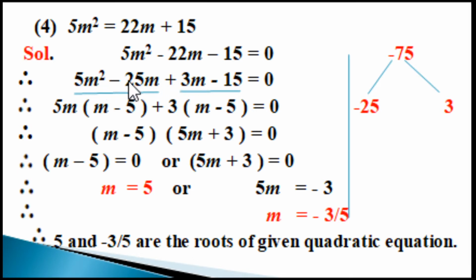So 5m square minus 25m plus 3m minus 15 is equal to 0. Here common is 5m, and m minus 5 in the bracket. Here common is 3, and m minus 5 in the bracket. So m minus 5 in one bracket, 5m plus 3 in another bracket is equal to 0. So m minus 5 is equal to 0, m is equal to 5. 5m plus 3 is equal to 0, 5m is equal to minus 3 and m is equal to minus 3 upon 5. So the roots are 5 and minus 3 upon 5.